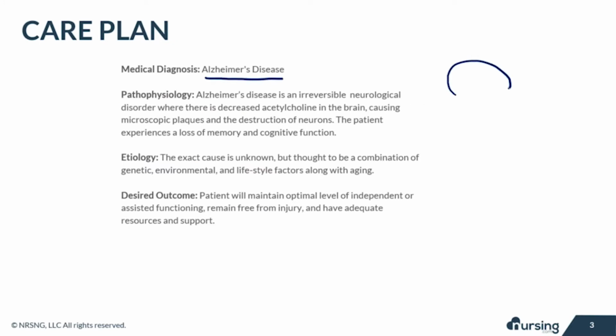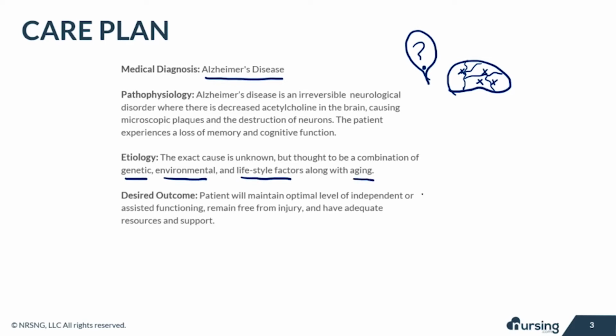So Alzheimer's disease is an irreversible neurological disorder where there's decreased acetylcholine in the brain, causing microscopic plaques and the destruction of neurons. The patient experiences a loss of memory and cognitive dysfunction. The exact cause is unknown, but is thought to be a combination of genetic, environmental, and lifestyle factors, along with aging.